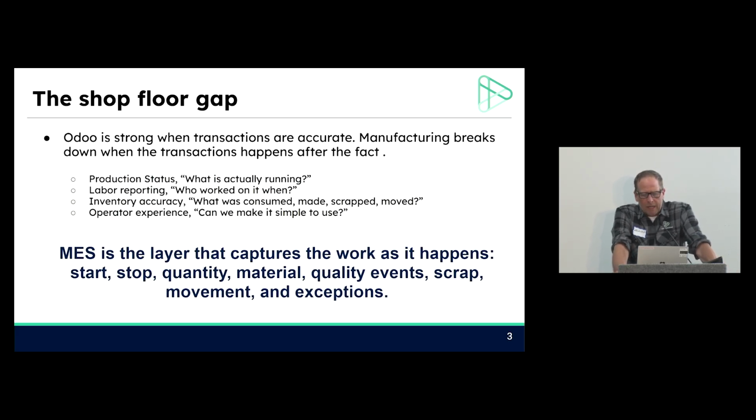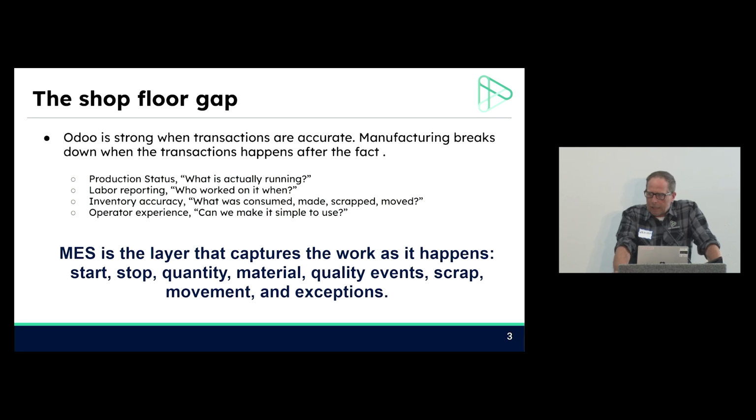Odoo is strong when transactions are accurate. Manufacturing breaks down when the transactions happen after the fact. So the questions we want to be able to answer is: what is actually running? Who worked on it when? What was consumed, made, scrapped, or moved? And can we make it simpler to use?